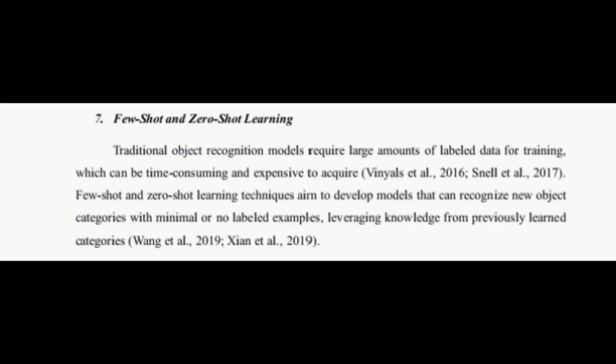Number 7. Few-shot and zero-shot learning. Traditional object recognition models require large amounts of labeled data for training, which can be time-consuming and expensive to acquire. Few-shot and zero-shot learning techniques aim to develop models that can recognize new object categories with minimal or no labeled examples, leveraging knowledge from previously learned categories.